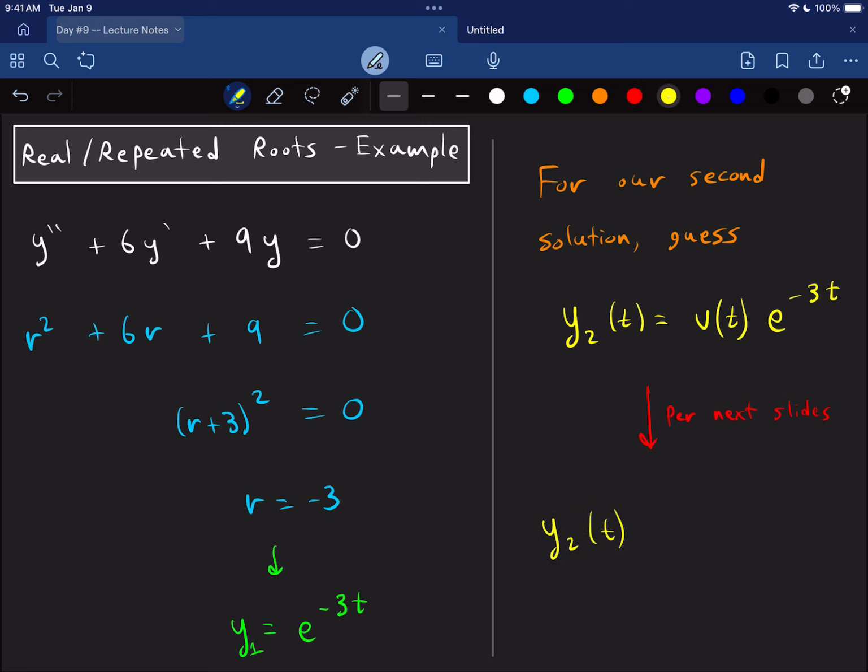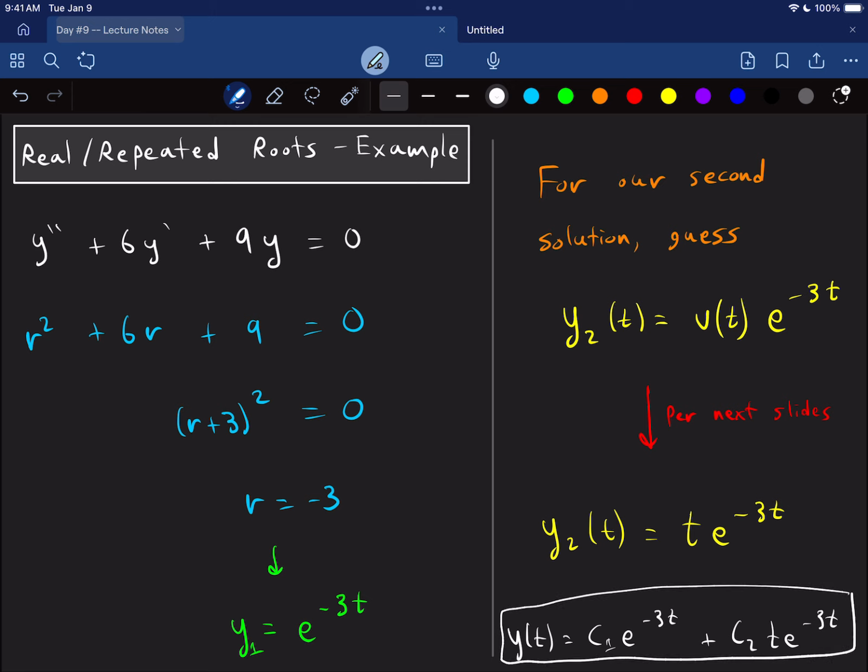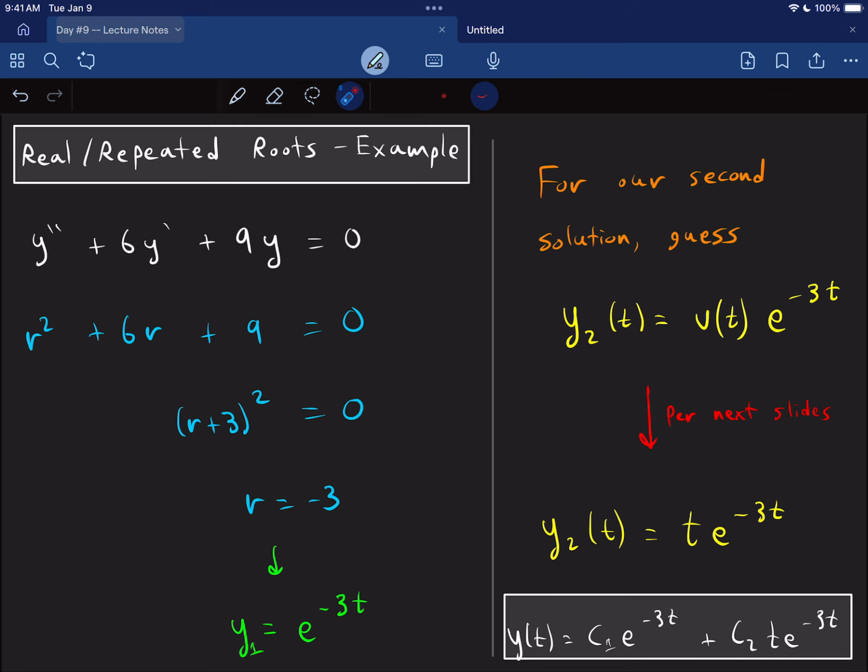y2 of t, we just say it's t e to the negative 3t. And now we have our final full answer. We just have y of t is equal to c1 e to the negative 3t plus c2 t e to the negative 3t. And we have a full solution to the differential equation y double prime plus 6y prime plus 9y equals 0.